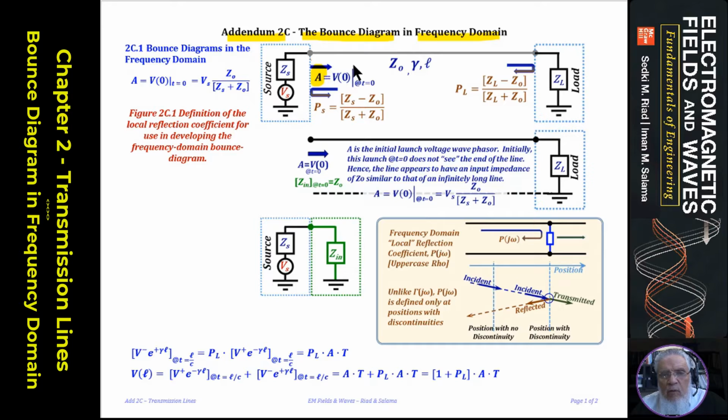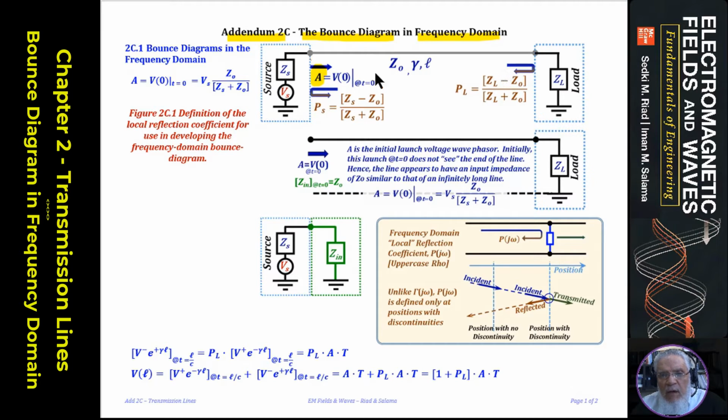This launch will propagate down the line until it gets to the load end. It meets a Z sub L coming from a Z0. There will be a reflection, and the reflection coefficient is determined by the mismatch between these two impedances: Z sub L minus Z0 divided by Z sub L plus Z0. If you recall, that used to be called gamma sub L, uppercase gamma sub L. We are calling it here uppercase rho sub L, for a good reason that we'll explain a little bit later.